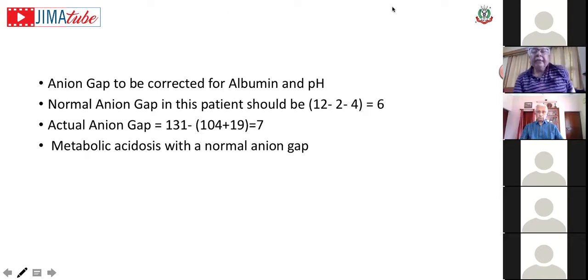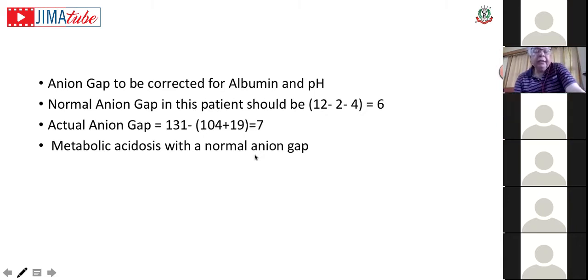Given this case, what could be the reason for this normal anion gap acidosis? Why this patient would have developed a normal anion gap acidosis? Sodium chloride correction. There's no history of giving DKA, renal failure. Renal failure is high anion gap, DKA is high anion gap. We have normal anion gap acidosis.